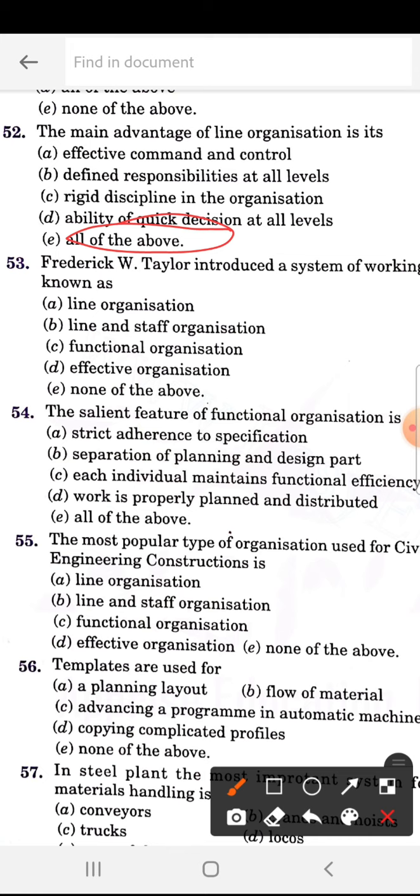53. Frederick W. Taylor introduced a system of working known as C, functional organization. Next, the salient feature of functional organization is all of these above.